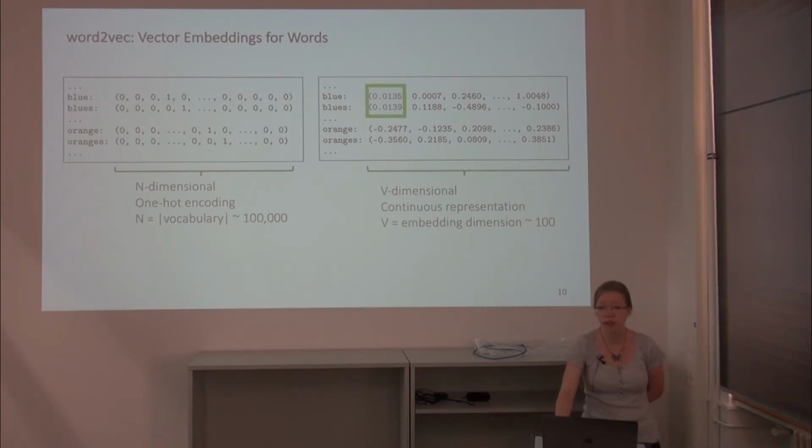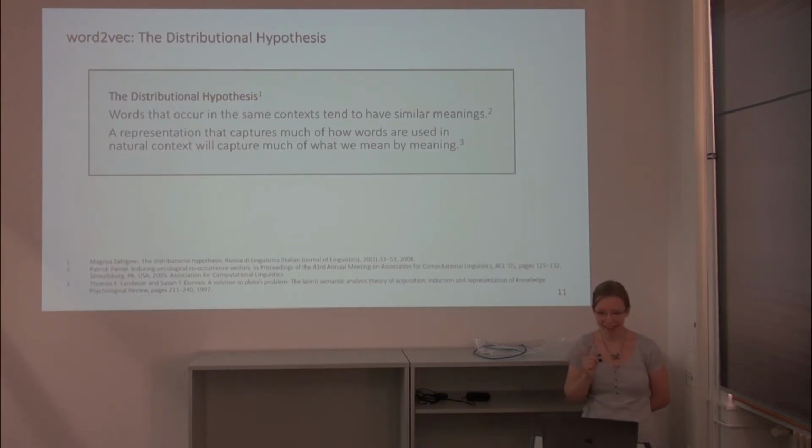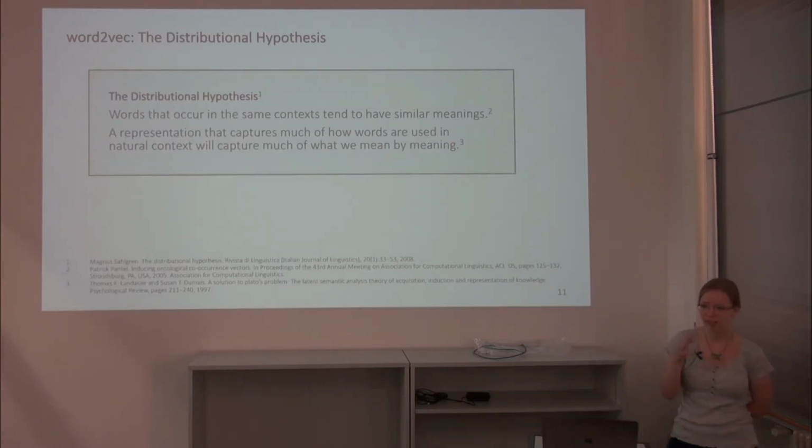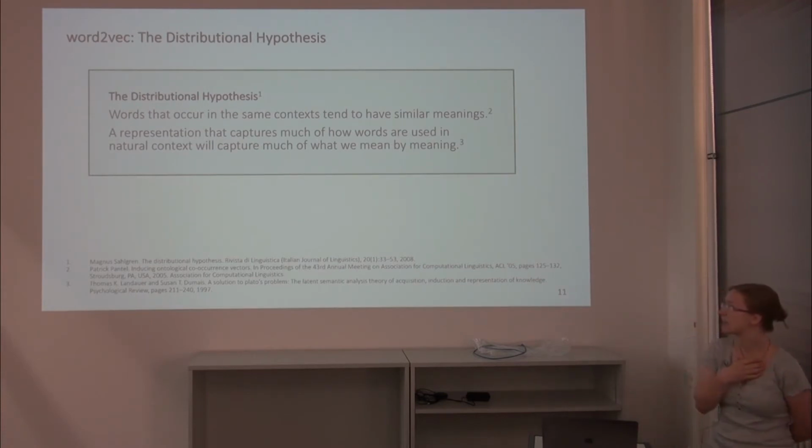Great. How does word2vec do this? Well, it's based on an idea that comes from the world of linguistics from the 1950s. So let's take a step back to there and talk about the distributional hypothesis. This hypothesis says that words that occur in the same contexts tend to have similar meanings. Or a representation that captures much of how words are used in a natural context will also capture much of what we mean by meaning.